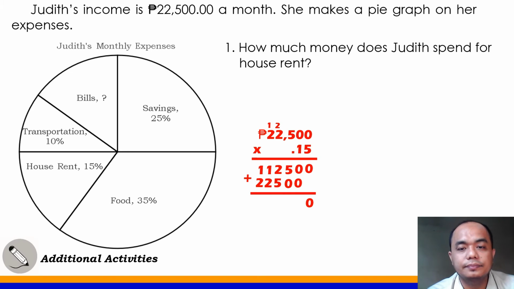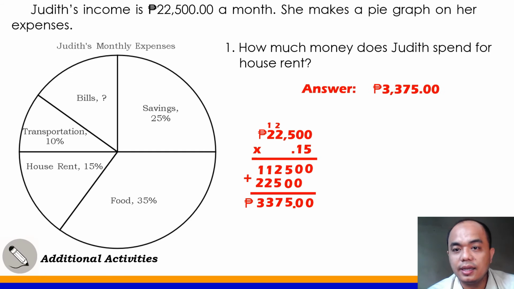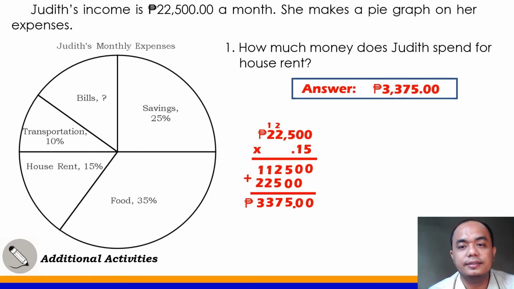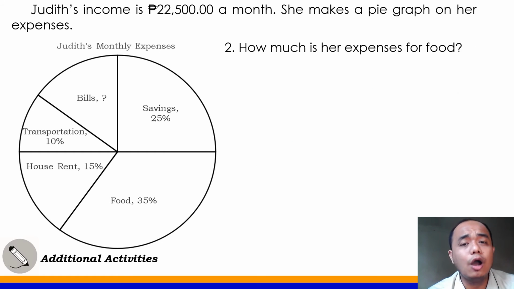We will add 0, 0, 5, 7, 3, and 3. Dalawang decimal place value. So, magiging 3,375 pesos yung final answer natin. Ito yung intended amount for the house rent. Number 2, how much is her expenses for food? So, 35%, i-multiply natin yan sa 22,500. Okay? Para to sa food.